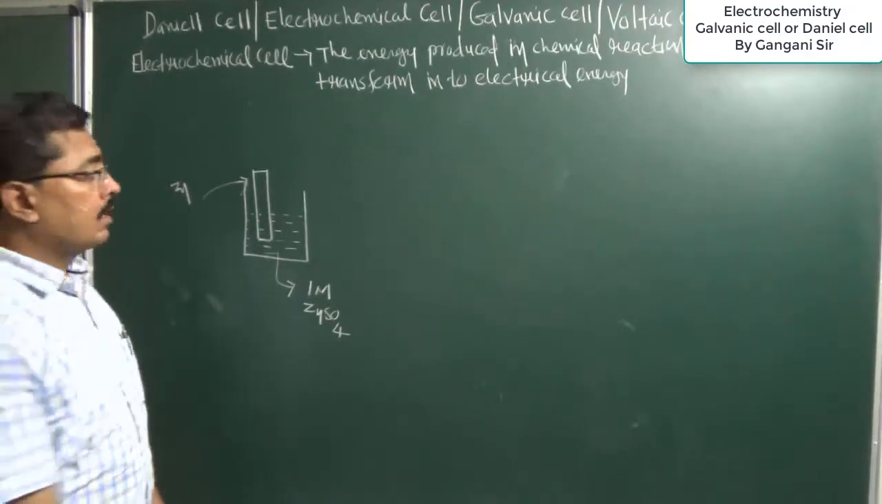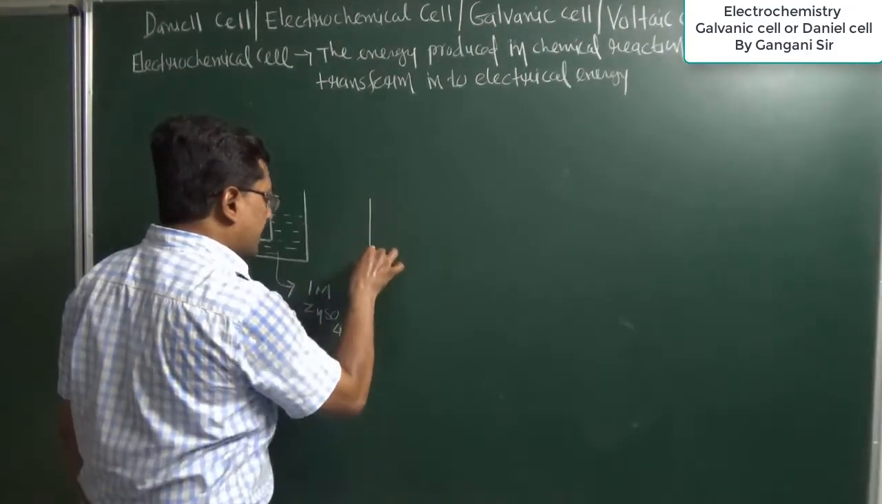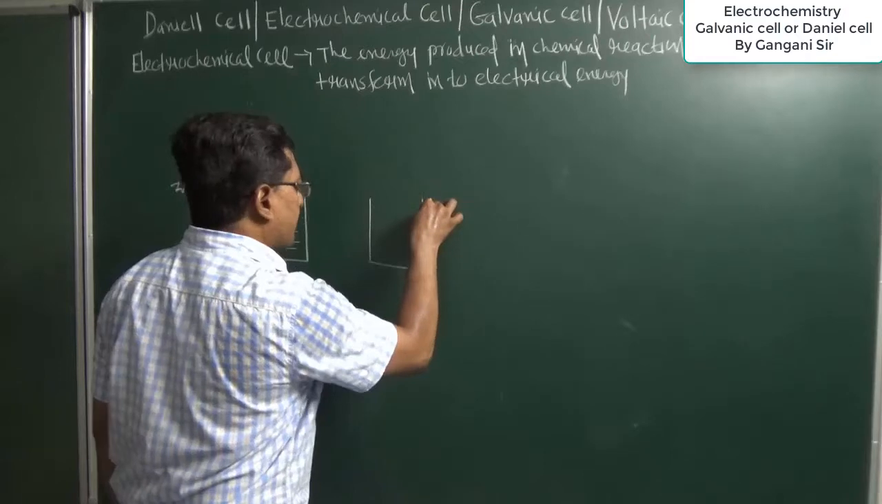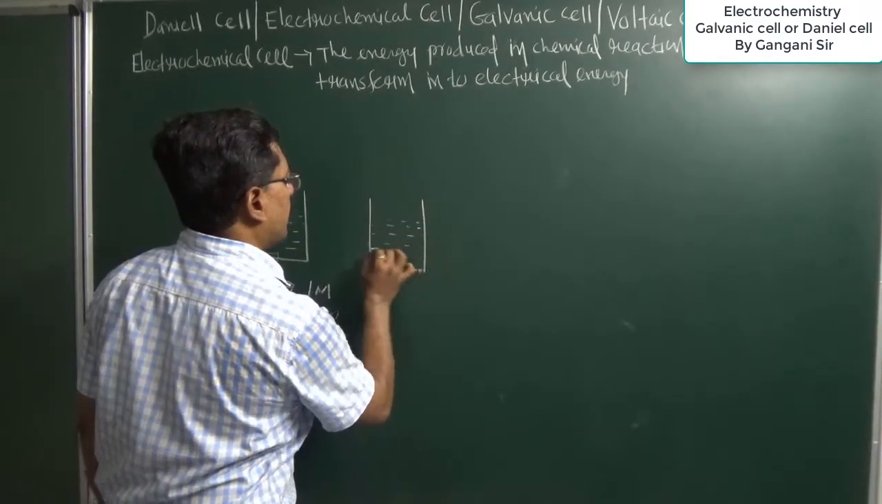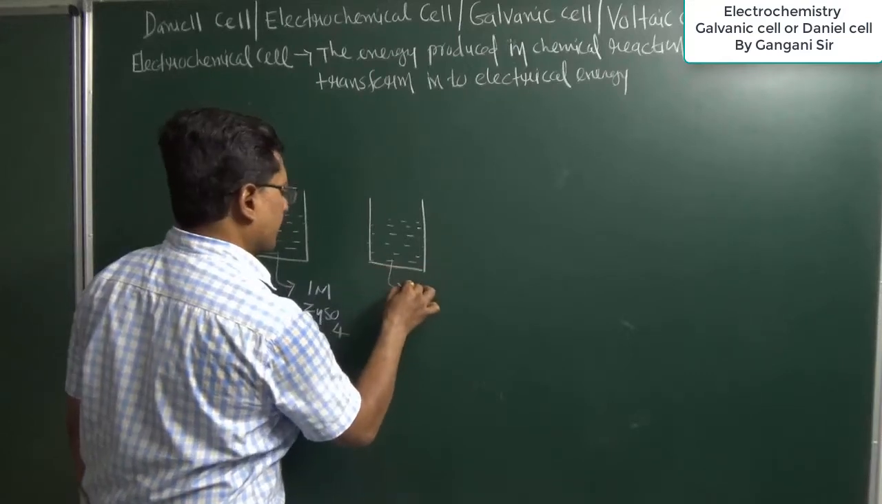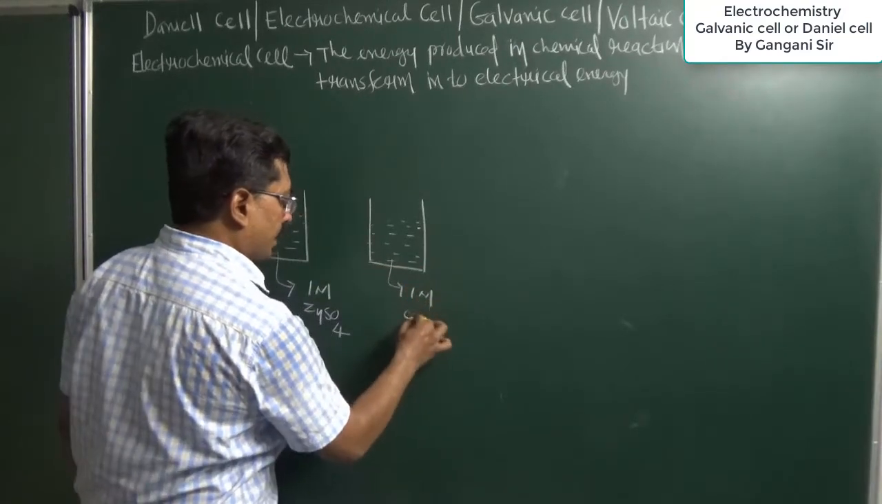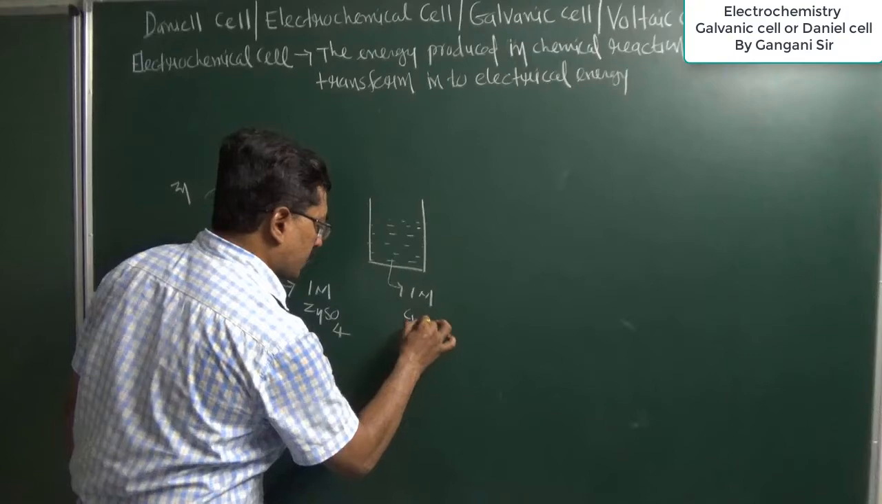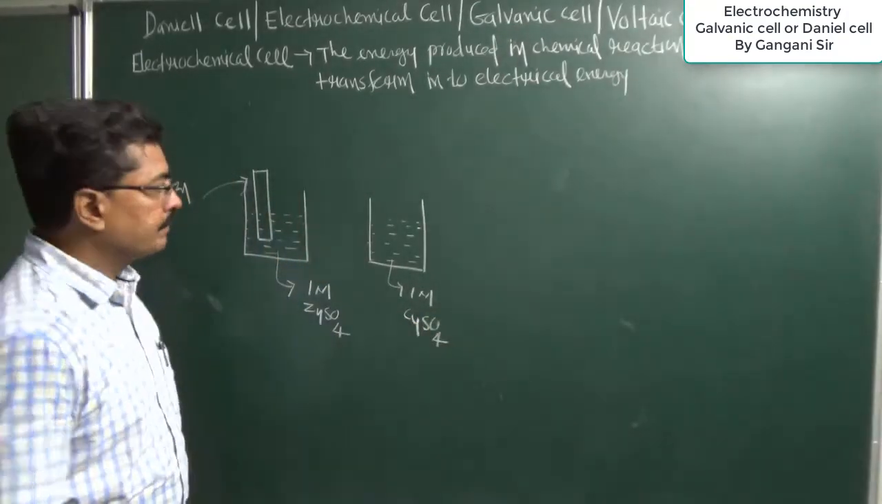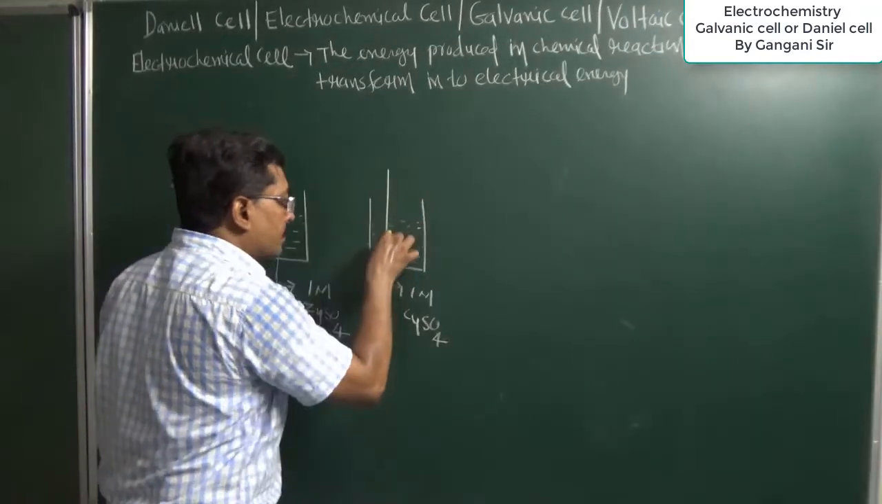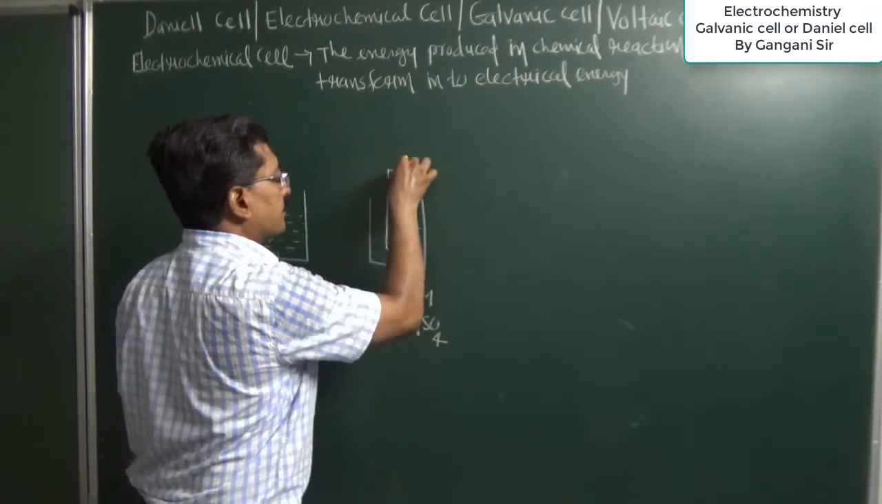Now another container I will take. This will act as a beaker B. Now in beaker B I have taken a copper sulfate solution. Its concentration is also 1 molar. So in beaker B I have taken a 1 molar copper sulfate solution. Now in this beaker B I will put a copper strip having a fixed weight.